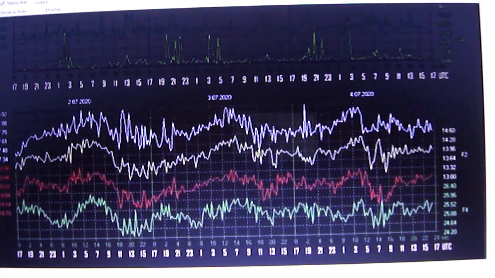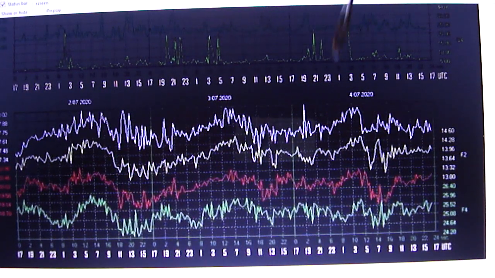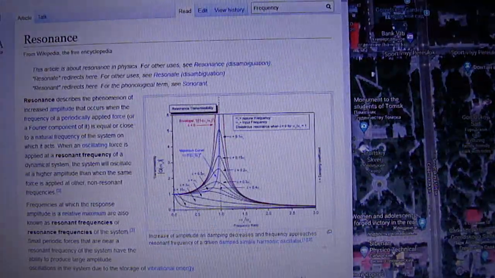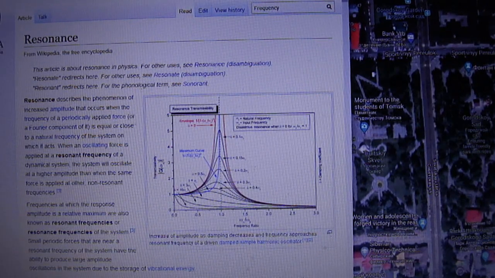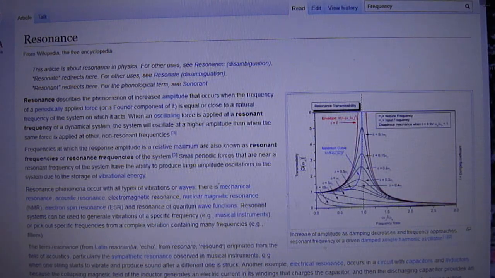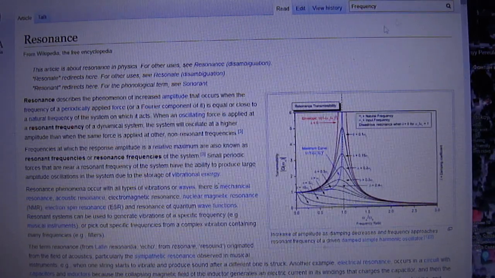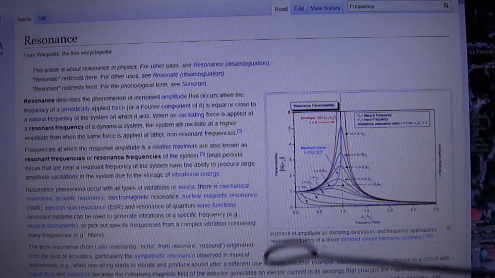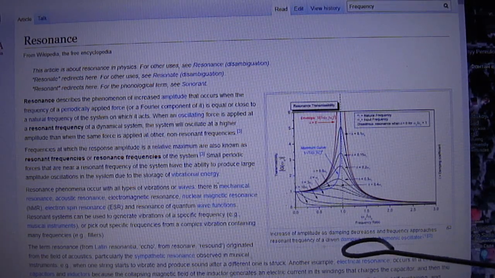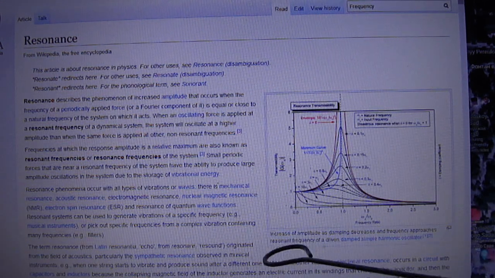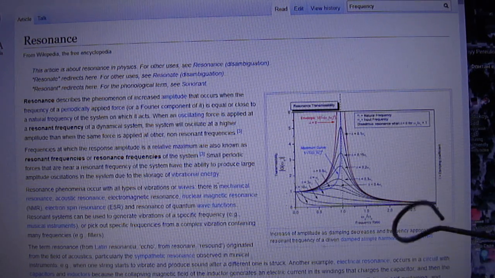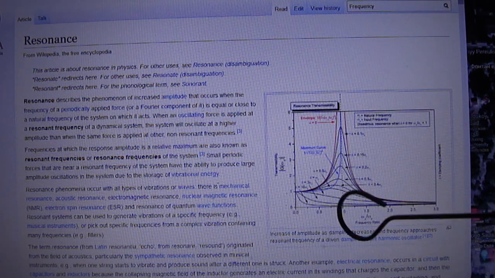Now, this is measuring more of the volume. It's not measuring the speed. There's a lot of confusion when we talk about the Schumann resonances and what frequency means. So here we have a resonance. This is what a resonance is. It says increase of amplitude as damping decreases and frequency approaches the resonant frequency of a driven damped simple harmonic oscillation. That's essentially what these are, harmonic oscillations.